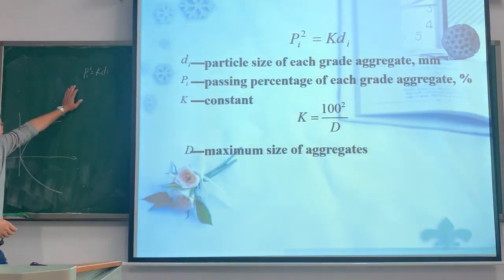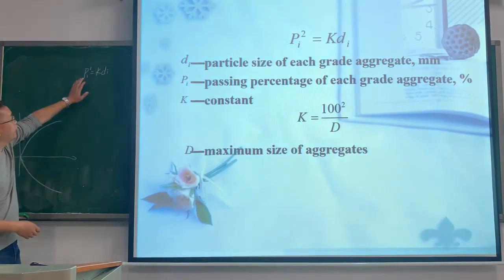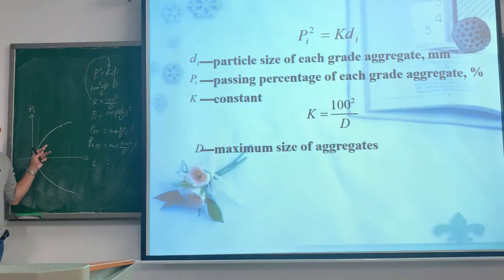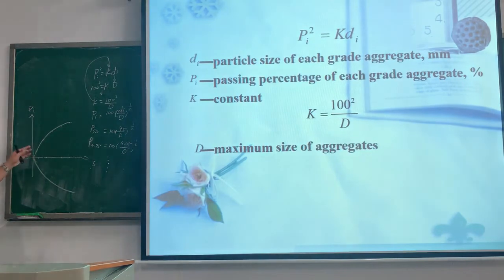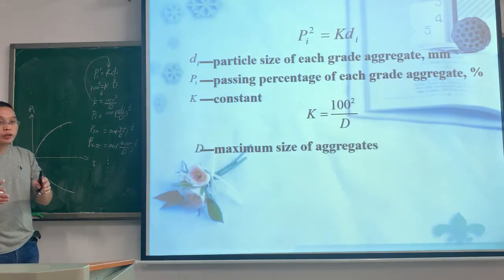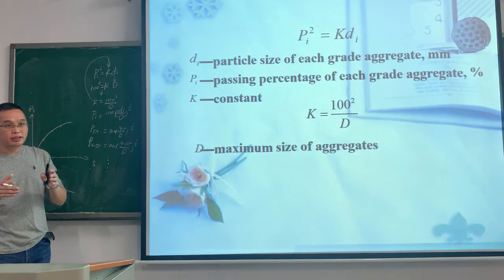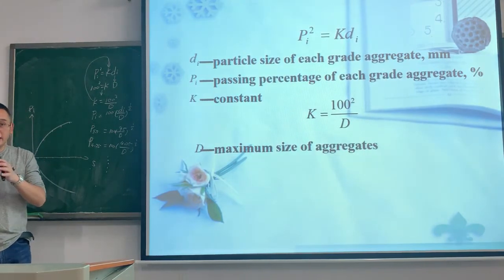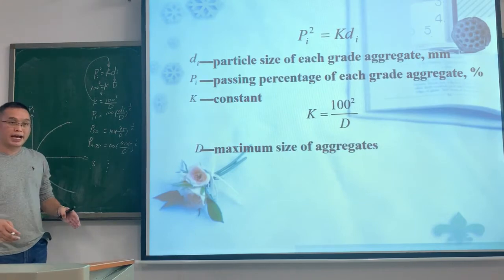Okay, this is the formula for the fineness area. We can find that if the curve, how can we get this curve? If we want to get this curve for the next aggregate, we need to divide it. We need to divide the aggregates on each side.